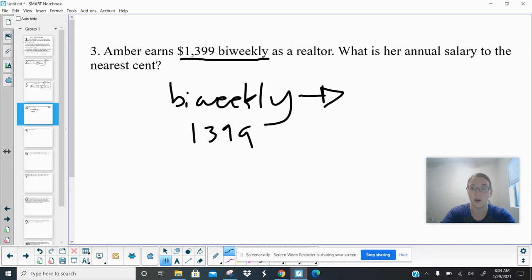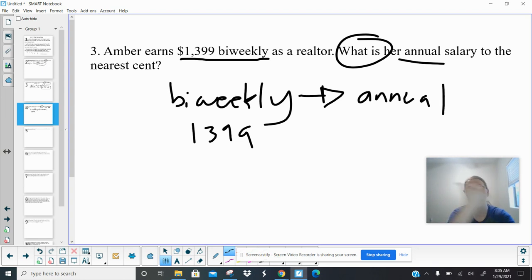And we want to know what is the year. That's why we are going to a year, because we want to know that. What do we want to know? So first off, you had to realize if she is receiving this every other week and we want to know how much she gets in a year, we need a bigger number, right? That's only one paycheck. You want to know the whole year.